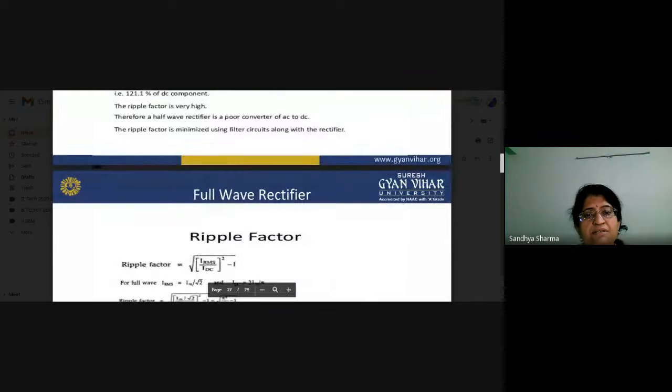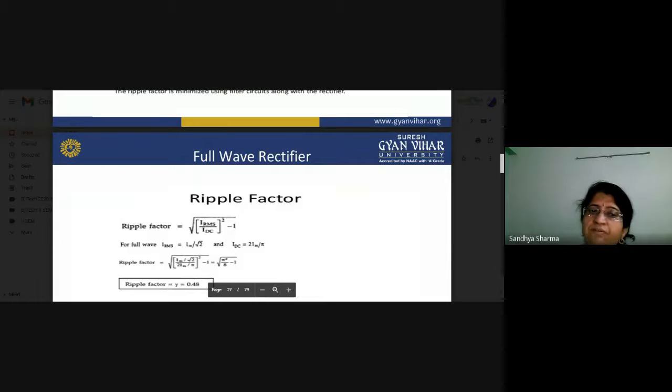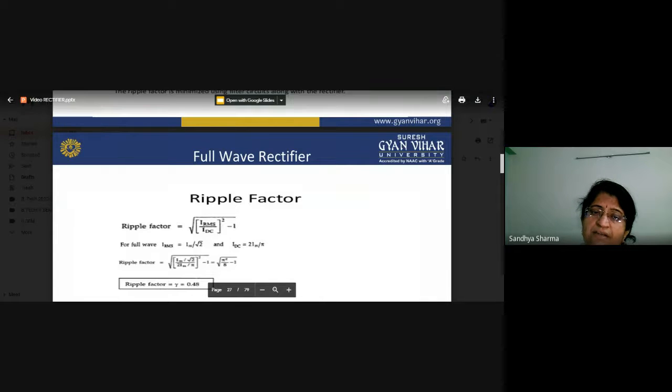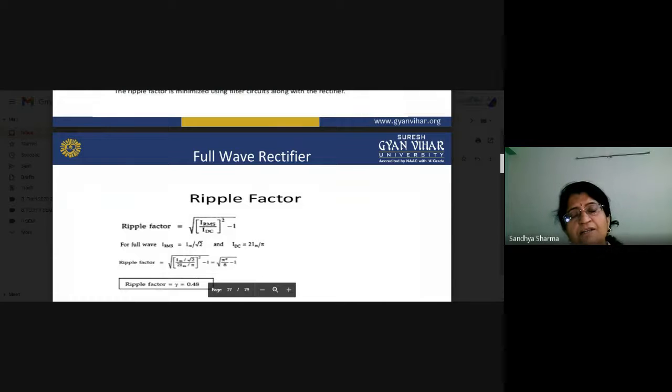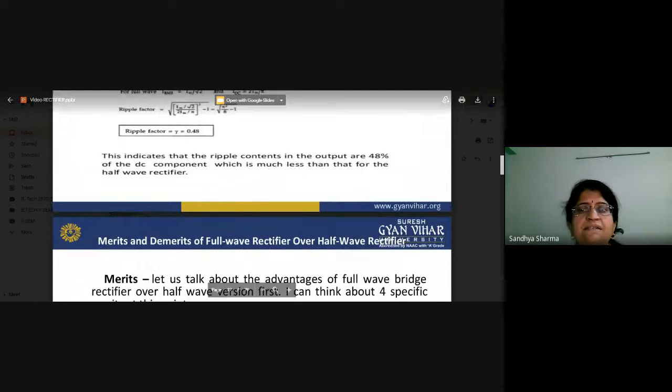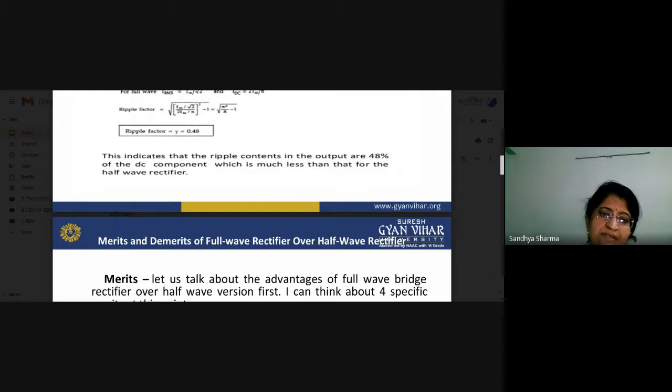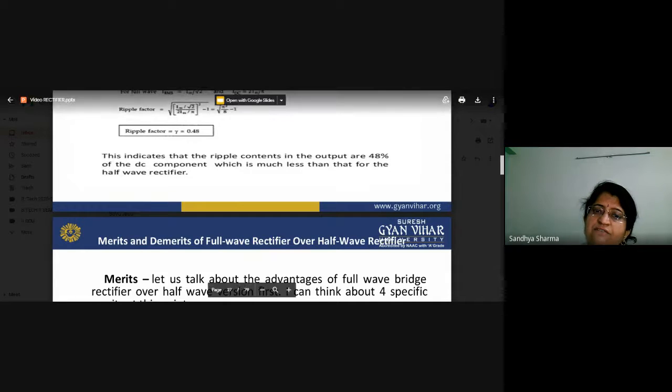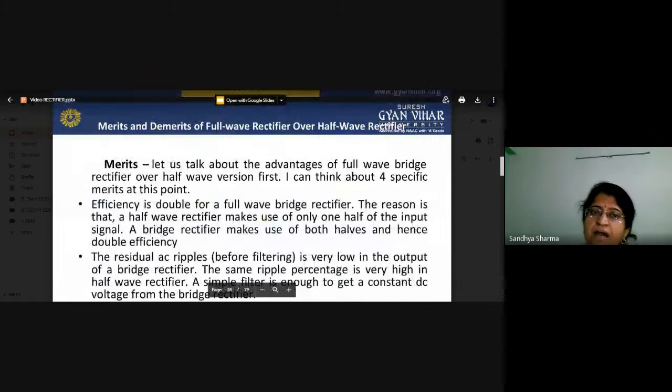Now what will happen in full wave rectification? We again calculate the ripple factor, and the value of the ripple factor in the full wave rectifier is equal to 0.48. This indicates that the ripple content in the output is 48%. So these are the merits and demerits of the full wave rectifier over the half wave rectifier.